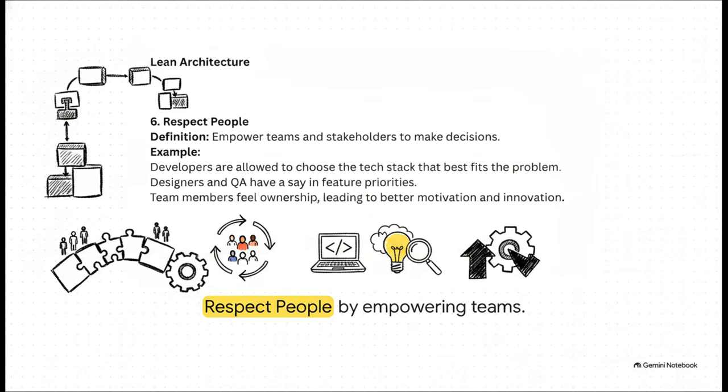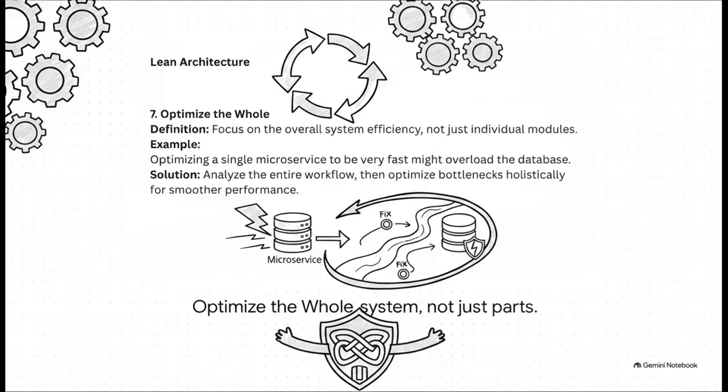Let the developers choose the right tech stack for the problem they're facing. Let designers and QA have a genuine say in feature priorities. When team members feel trusted and have real ownership, it naturally drives up their motivation and leads to way better innovation across the board. And finally, Principle 7, optimize the whole.